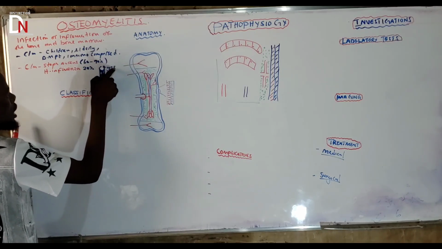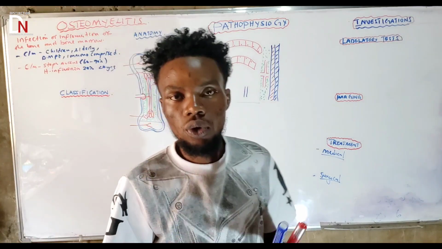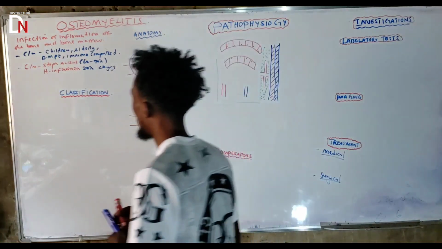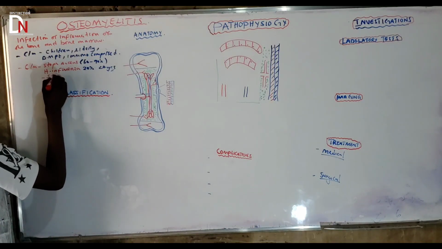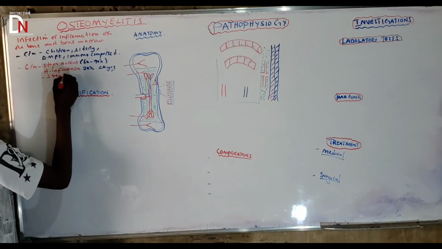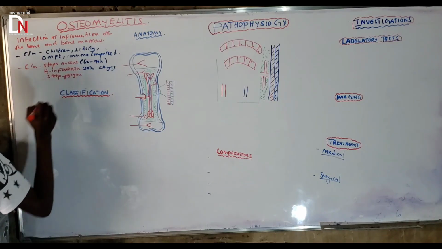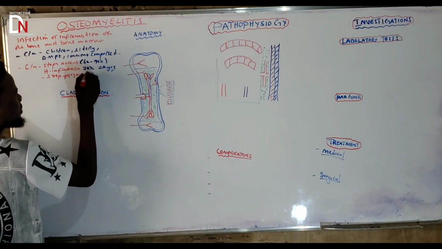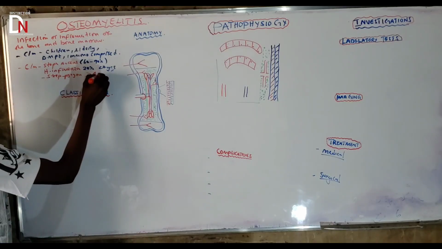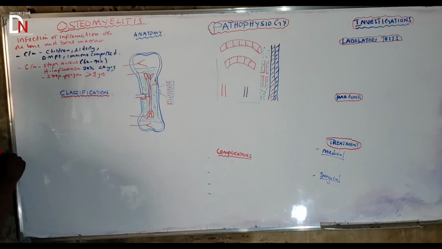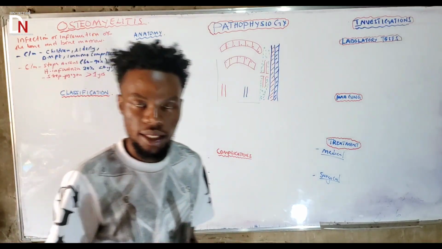There is another one. If you talk about Streptococcus pyogenes, strep pyogenes, another important case. Strep pyogenes is going to affect children greater than 1 year. So you are going to find strep pyogenes affecting people like that. Another important case that you are going to be examined on.